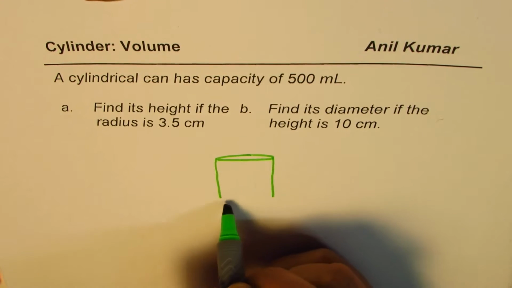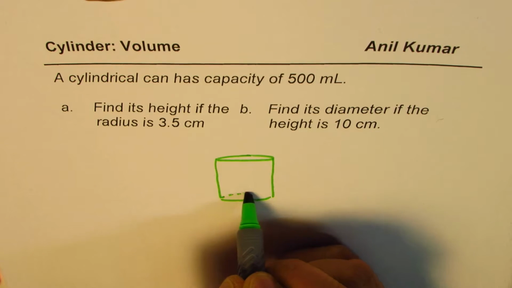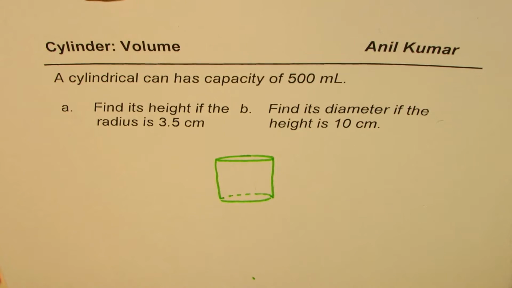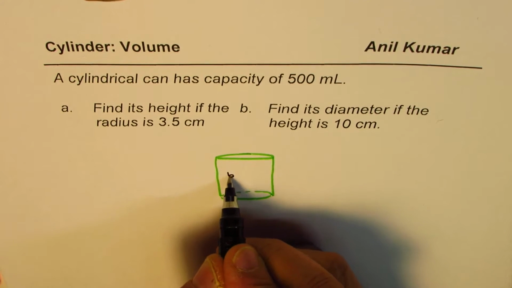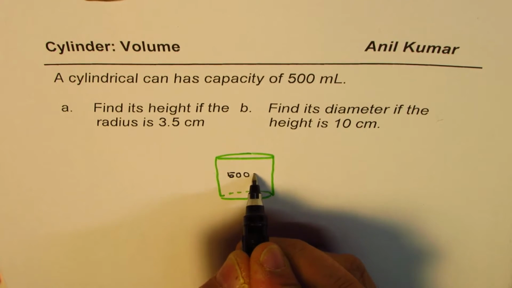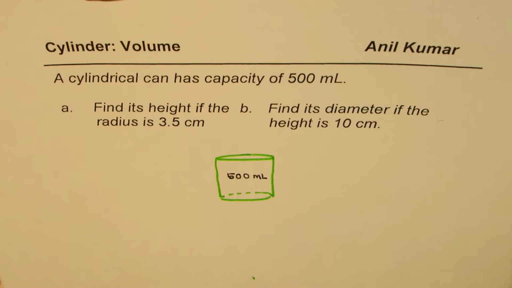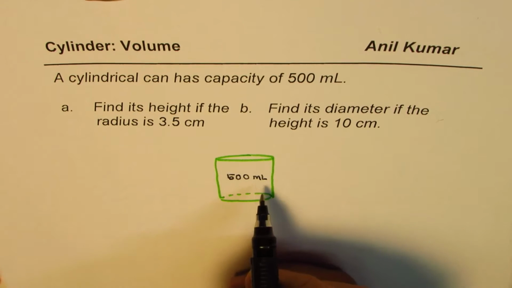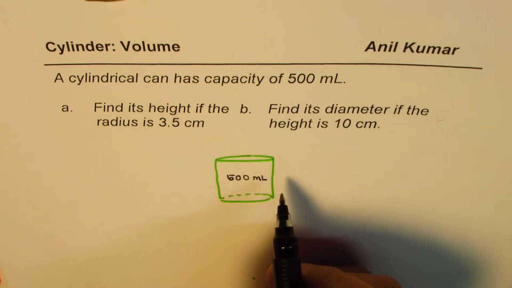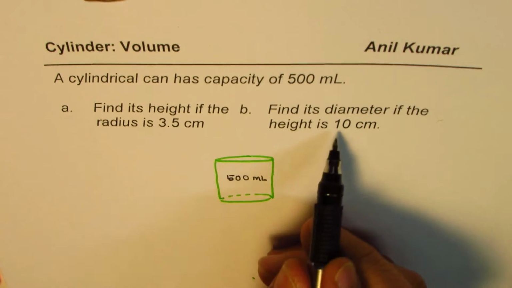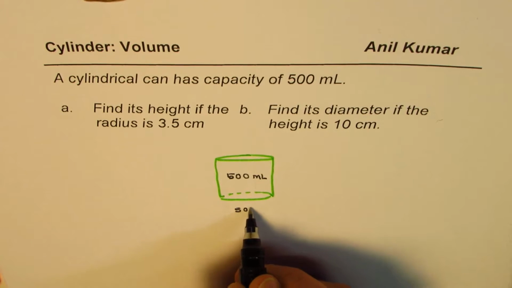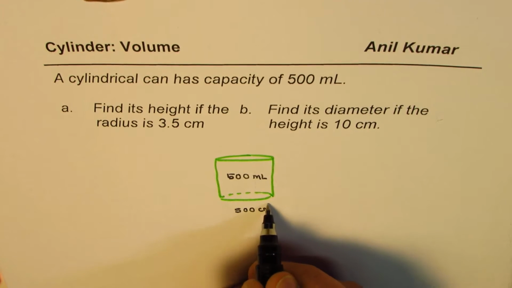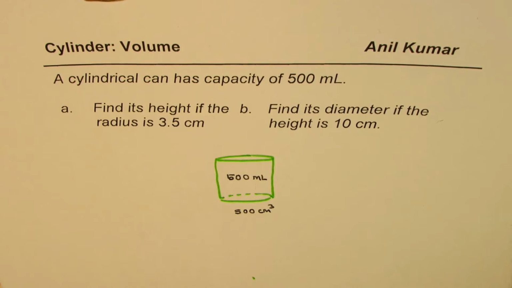So what we're given here is a can, right? Let's say this is given to us, and we know the capacity means volume, right? So it is 500 milliliters. Now 500 milliliters is how many centimeter cubes? Now these units are in centimeters, right? So 500 milliliters, you should know, is also 500 centimeter cube, right? So 1 milliliter is 1 centimeter cube.